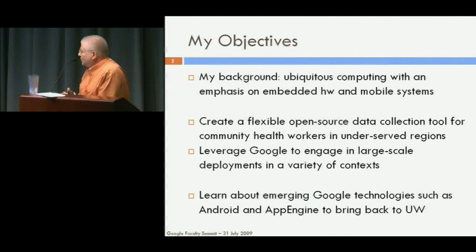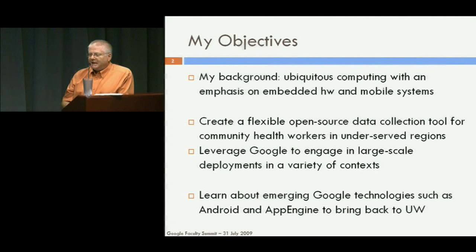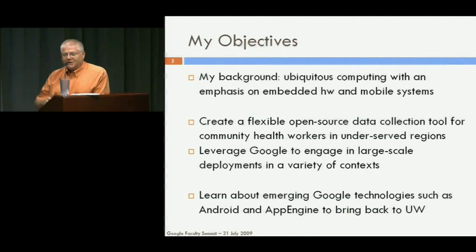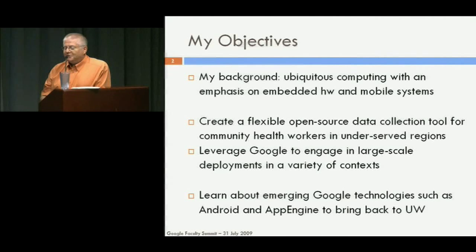And I wanted to also get involved with Google because this is the kind of thing that only can have impact if you do it at a reasonable scale. And it's hard for a university to get involved in projects of that scale without the kind of support you can get from an organization like Google. So that's why I wanted to be here. And then as a side benefit, I also wanted to learn about Google technologies such as Android and App Engine, bring those back to my activities at the university in ubiquitous computing, where these technologies can make a big impact. So that was what I was after.